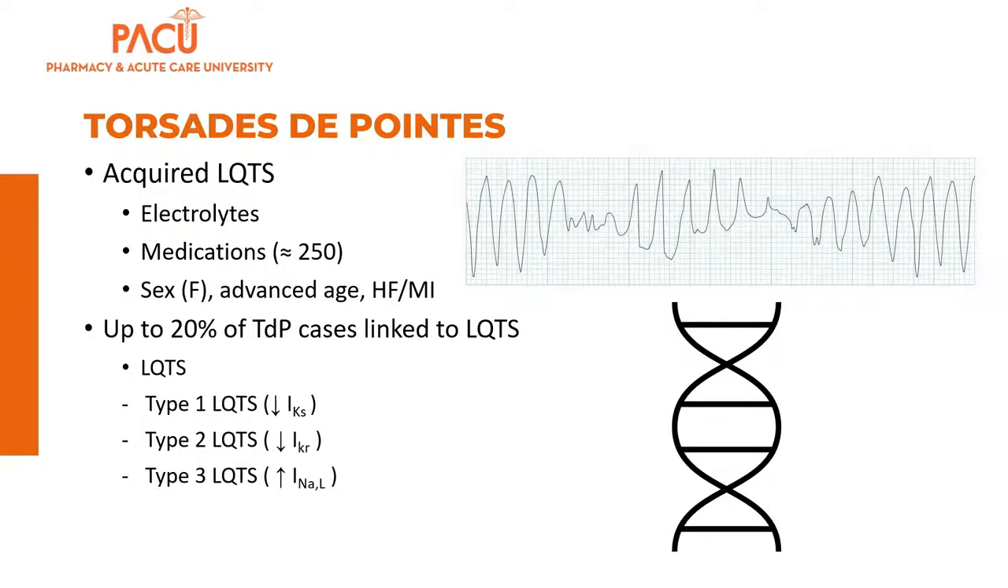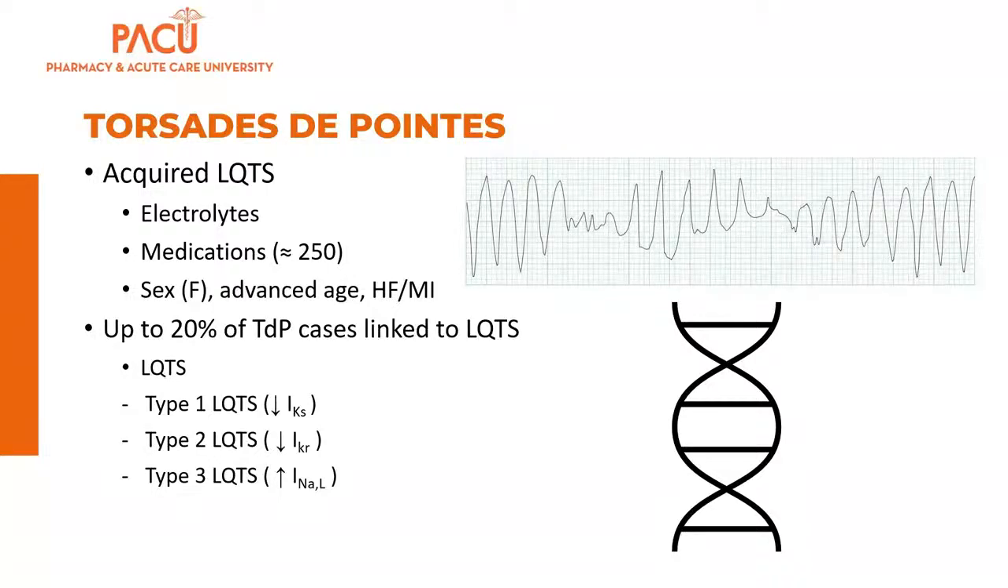There's acquired long QT syndrome that can lead to torsades. Of course, this has a lot to do with electrolyte status, medications, concurrent medications. Females tend to have torsades more often, those with advanced age, previous history of heart failure, or MI. However, up to 20% of torsades cases are linked to long QT syndrome. There's still a whole lot that we don't know about long QT syndrome.